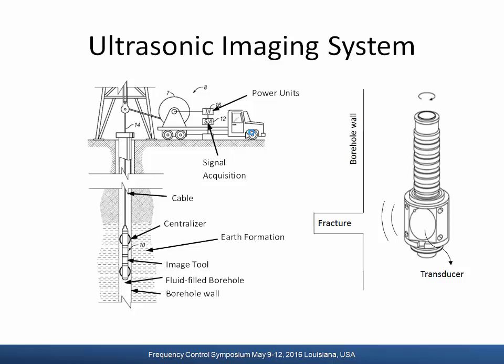Typically, we are using a pulse echo transducer in the ultrasonic imager. The transducer fires a signal into the borehole and receives the echo reflected from the borehole wall. The received amplitude corresponds to the mud attenuation, borehole roughness, acoustic impedance, and fracture. If the transducer hits a fracture, a certain amount of energy can be lost, so we can distinguish fractures from the amplitude variation.